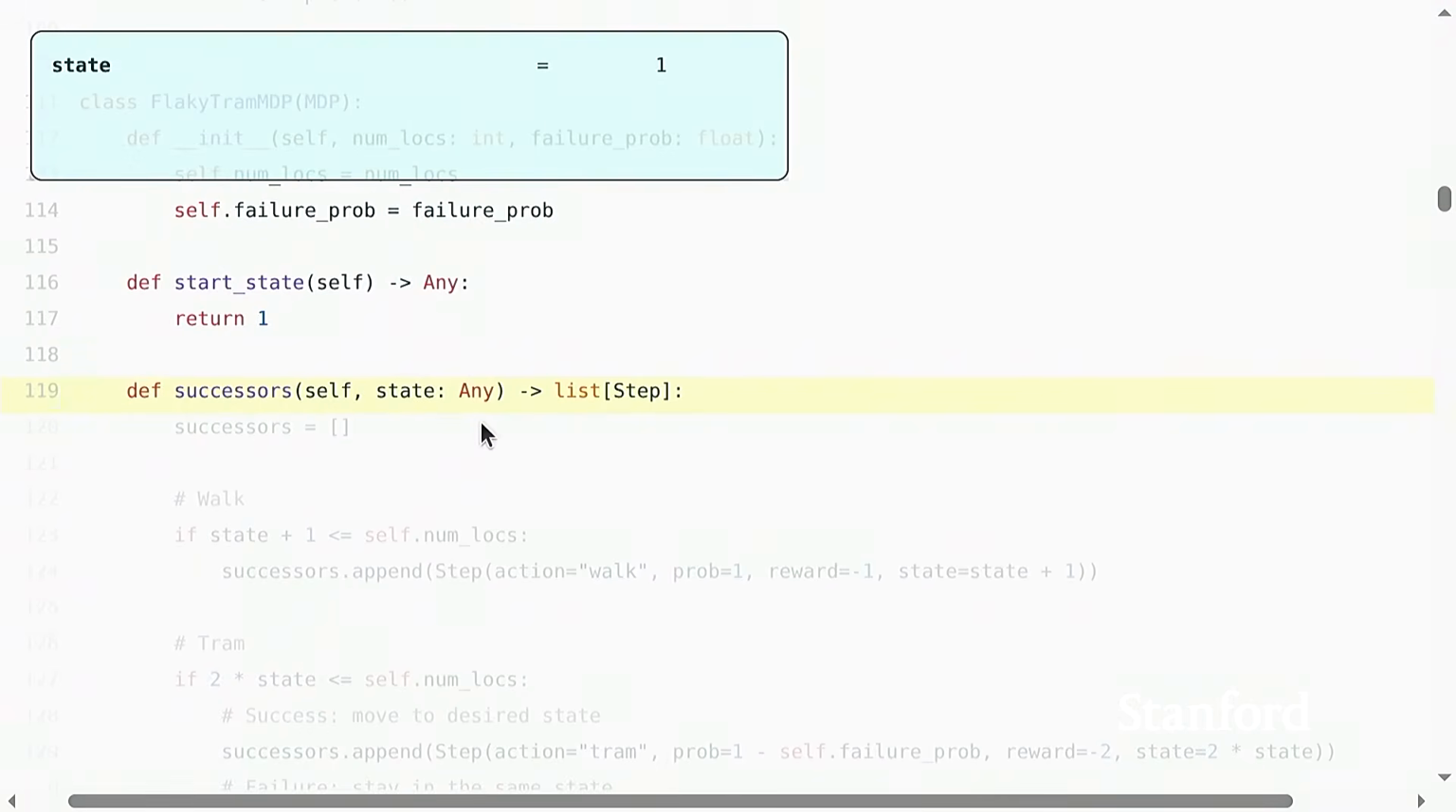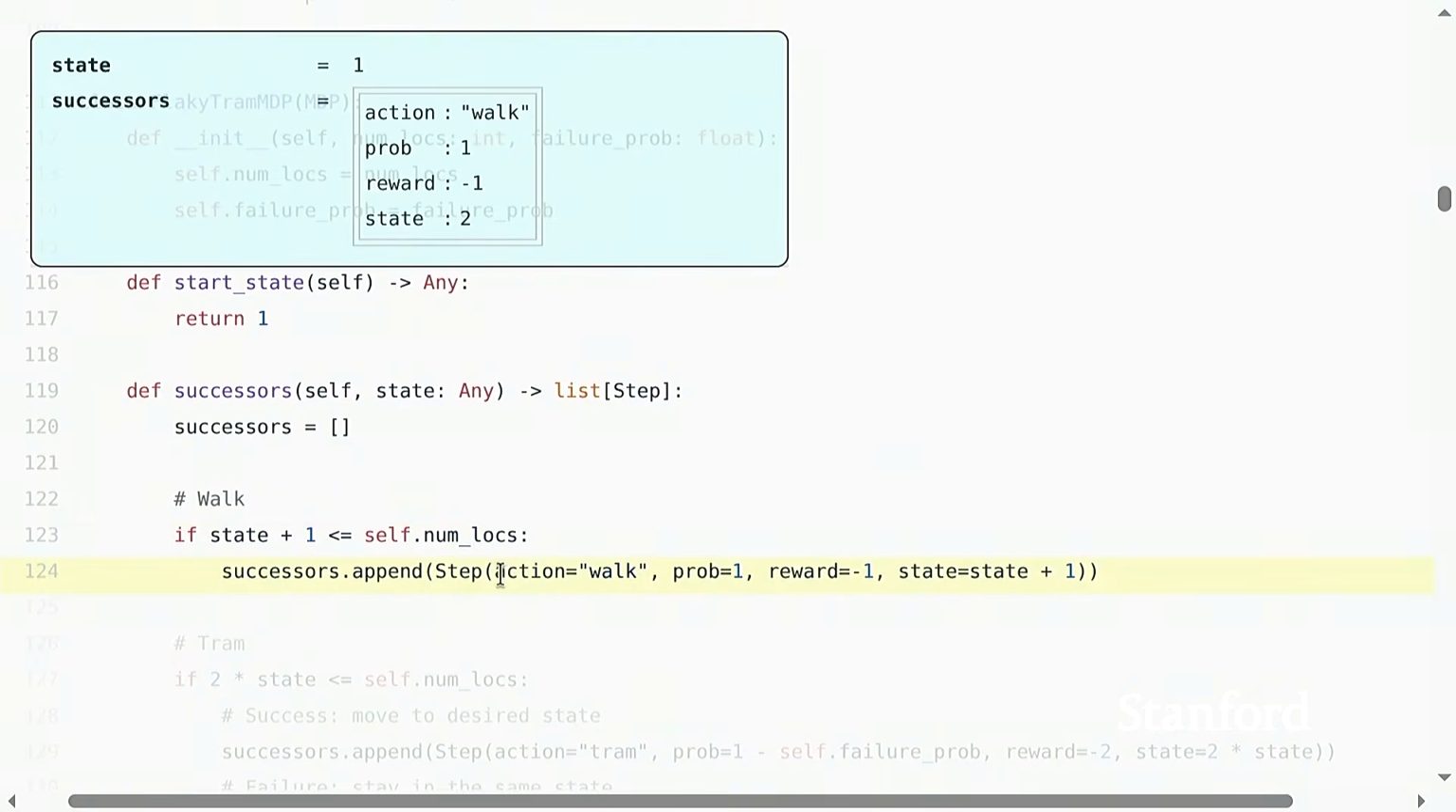But it's going to look a little bit different. So in the search problem, remember we had walk. So if you could stay within bounds, then you can have a walk action. This part is the same, except there are a few things that are different. So the action is walk, probability is 1.